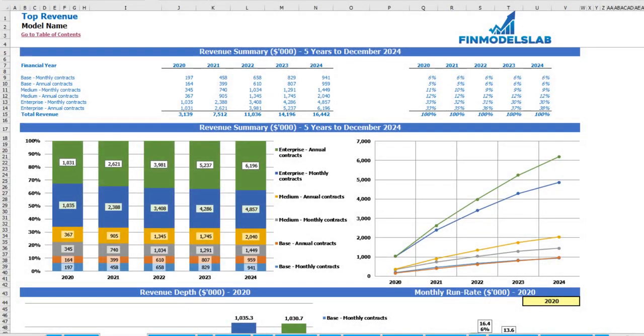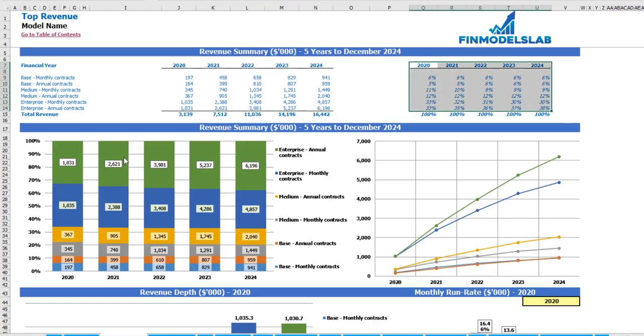In the Revenue tab, you may see the breakdown of your revenue by 3 main offerings, plus additionally the breakdown by monthly and annual contracts for all 3 offerings. Additionally, you can see the breakdown by years of absolute values and the breakdown by years of percentage allocation.